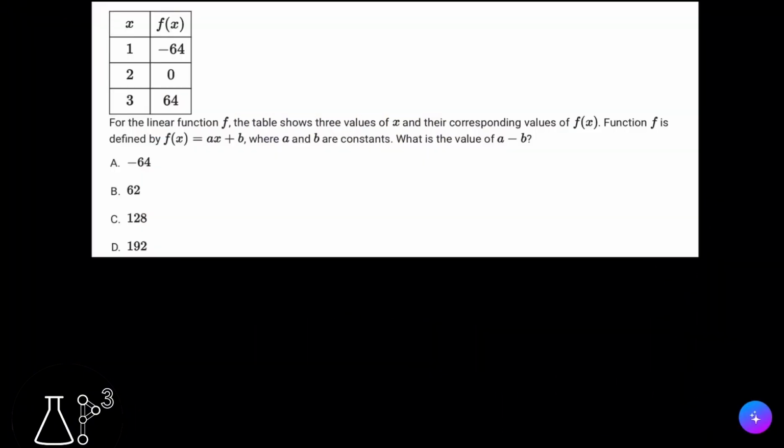Okay, let's do another question. For the linear function f, the table shows 3 values of x and their corresponding values of f of x. The function f is defined by f of x equals ax plus b, where a and b are constants. What is the value of a minus b?